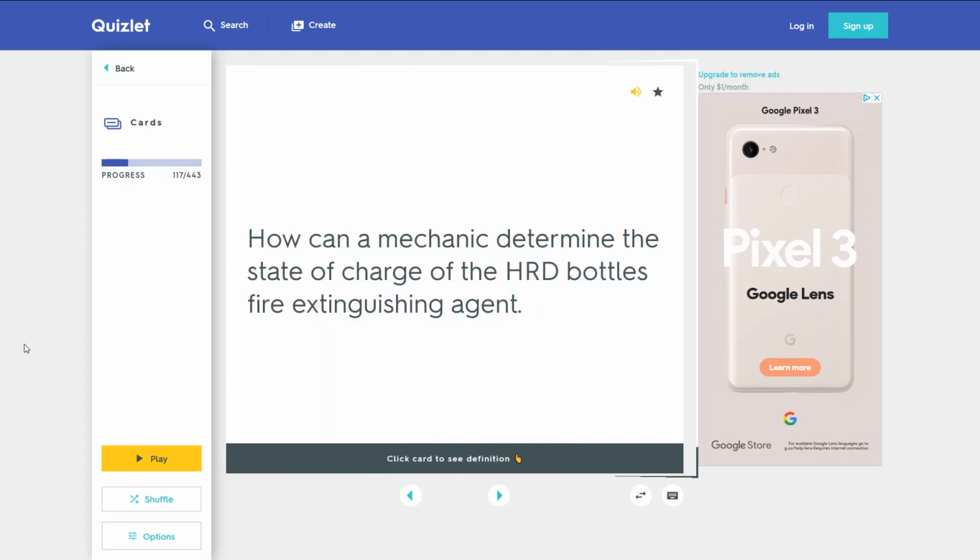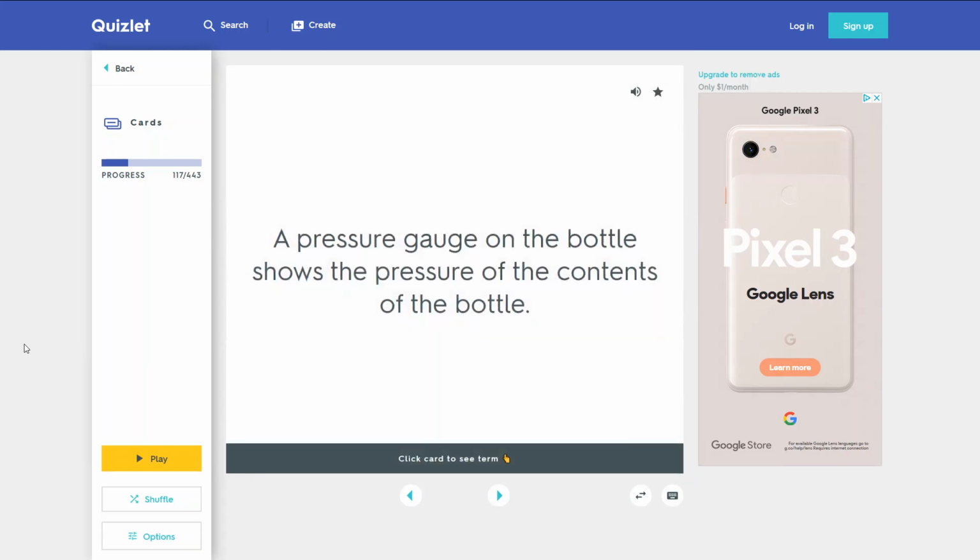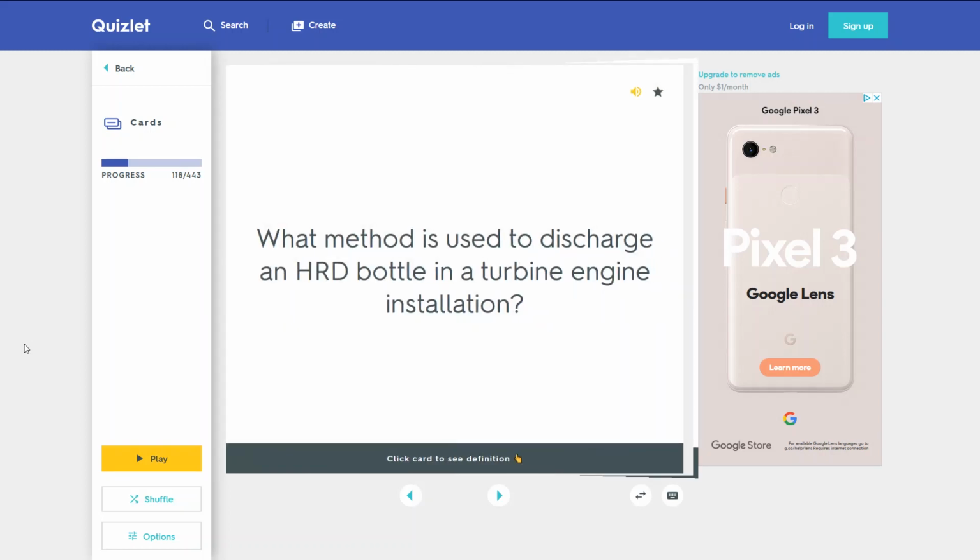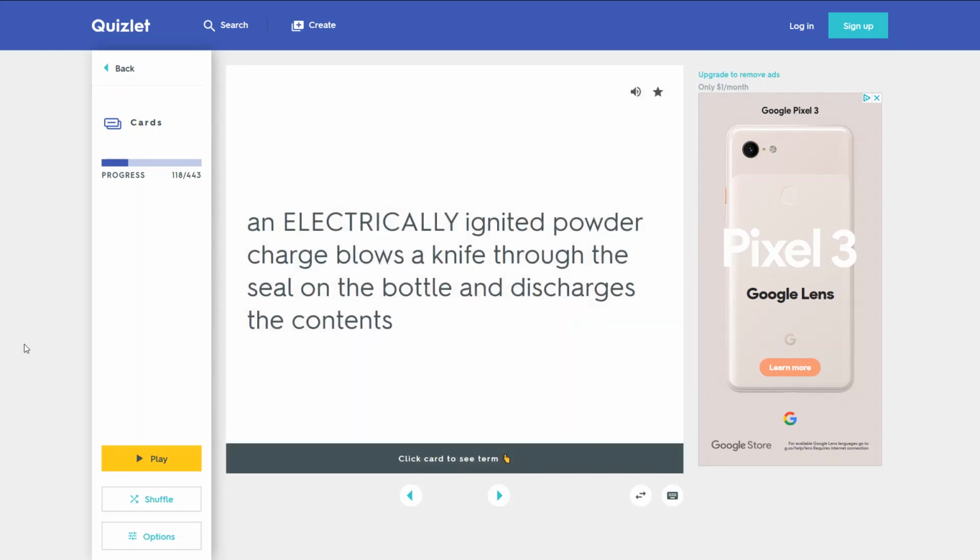How can a mechanic determine the state of charge of the HRD bottle's fire extinguishing agent? A pressure gauge on the bottle shows the pressure of the contents of the bottle. What method is used to discharge an HRD bottle in a turbine engine installation? An electrically ignited powder charge blows a knife through the seal on the bottle and discharges the contents.